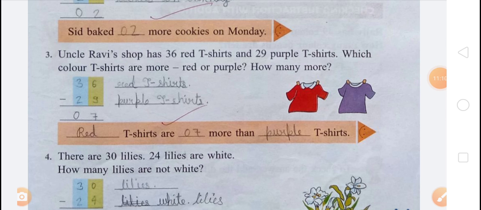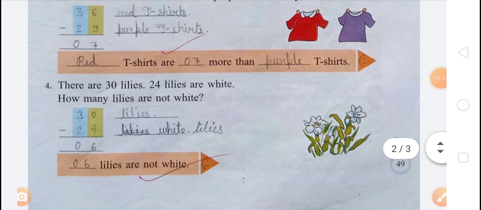Come on, next question, that is question number 4. There are 30 lilies, 24 lilies are white. How many lilies are not white? Once again, you have to listen carefully to the question. There are 30 lilies and 24 lilies are white. How many lilies are not white?